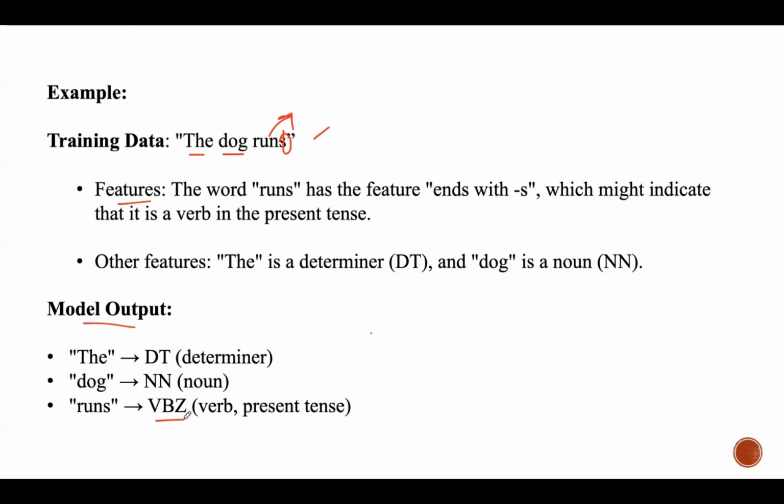Maximum entropy models are more flexible than hidden Markov models because they do not assume simple independence between adjacent POS tags. Instead of that, they allow for complex feature interactions and are highly customizable.